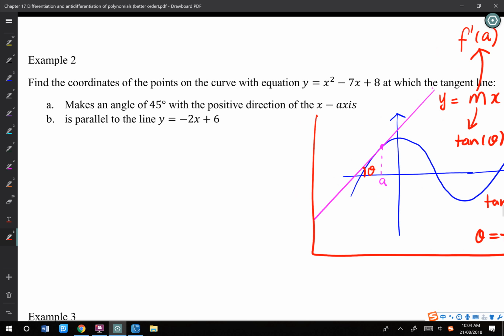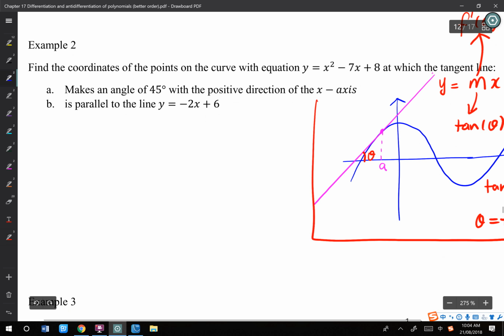A really quick example here. Find the coordinates of the points on the curve with equation y equals x squared minus 7x plus 8, at which the tangent line makes an angle of 45 degrees with the positive direction of the x-axis. What does this 45 degrees tell you? It's connected to what I'm talking about. Gradient equals 1. So f dash x equals tangent 45 degrees, and that equals 1.